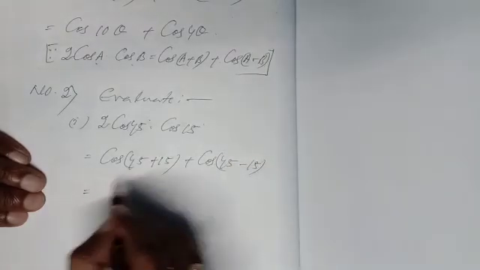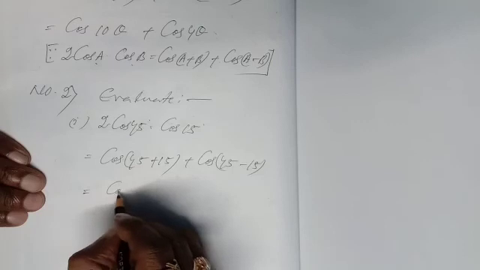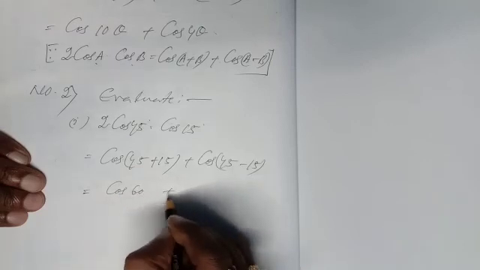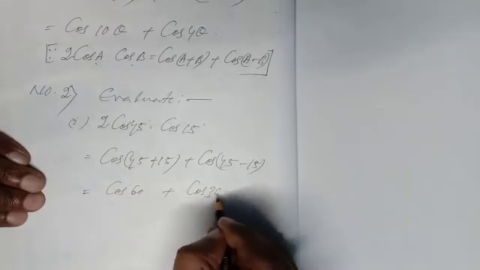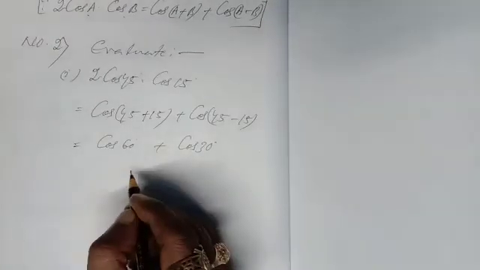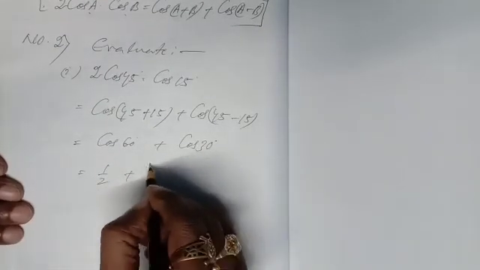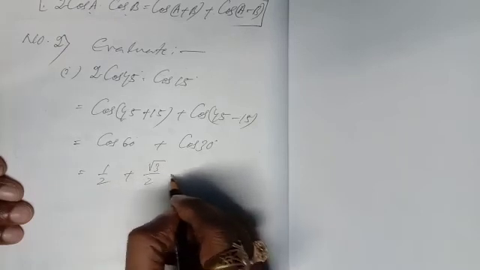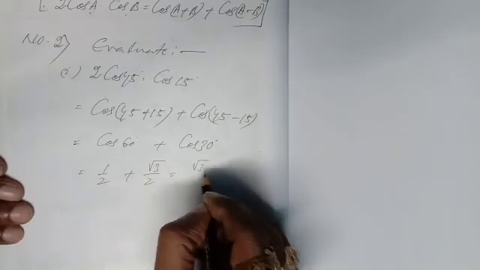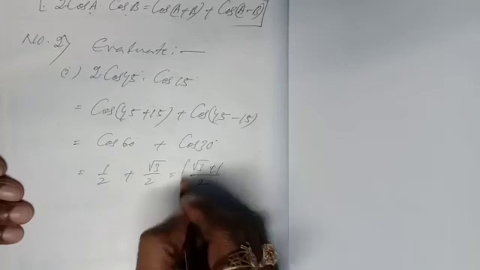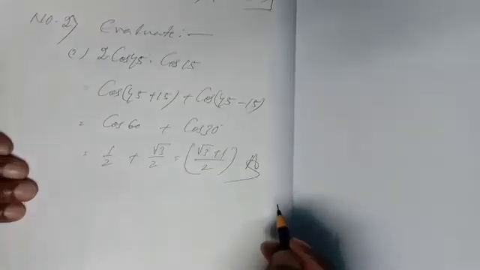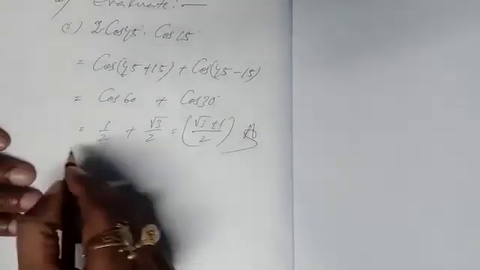Now you tell me, cos(45 plus 15) means cos 60 degree plus cos 30 degree. Now use the table values. Cos 60 is how much? 1 by 2. Cos 30 is root 3 by 2. The answer is root 3 plus 1 by 2 after taking the LCM. In this way number 2, first part, I have completed.